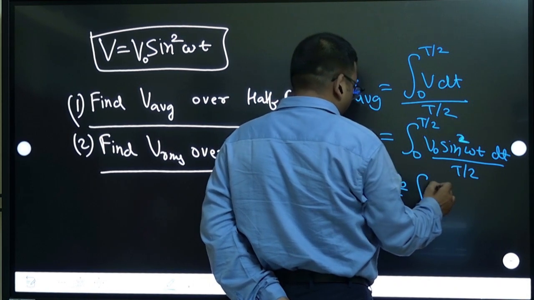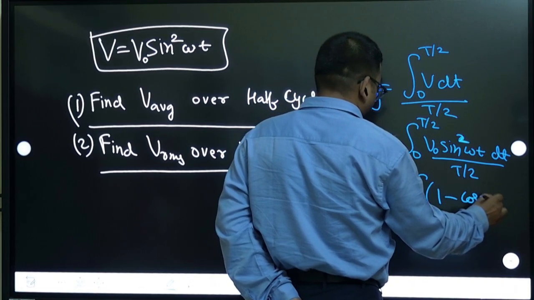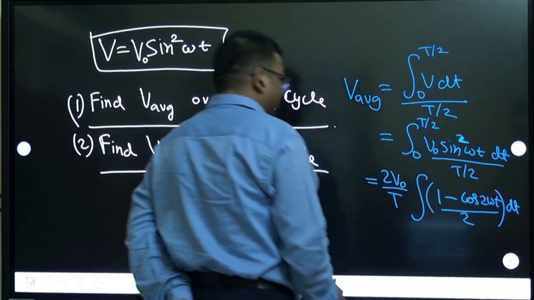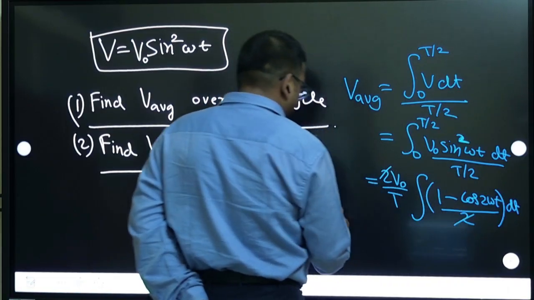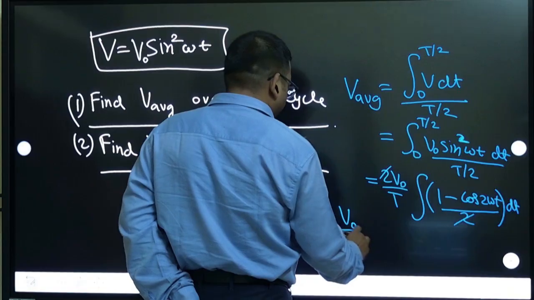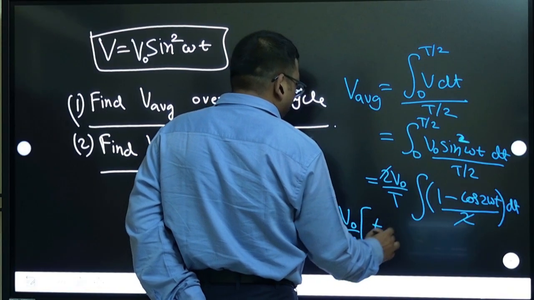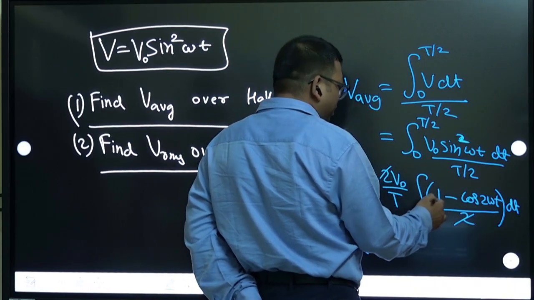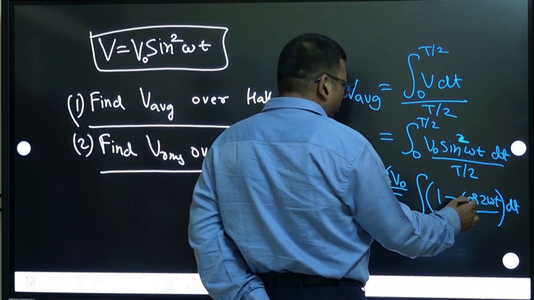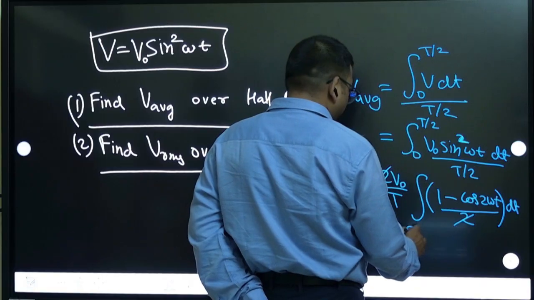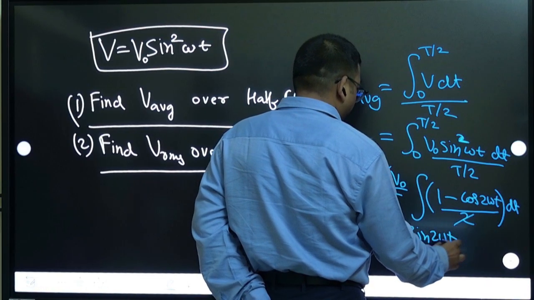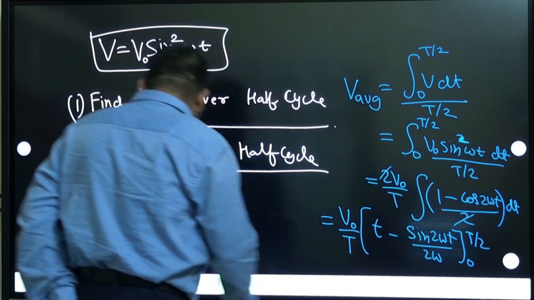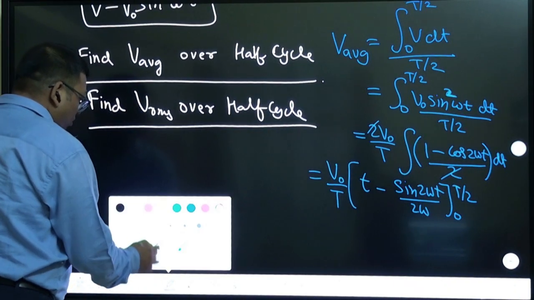Sine square theta, you know, is 1 minus cos 2 theta divided by 2, correct? This 2 also will get cancelled. Okay? So V naught by T will come, with a minus. Now integration we are doing. One integration is t. Cos integration is sine: sine 2 omega t by 2 omega. Put the limit 0 to T by 2.